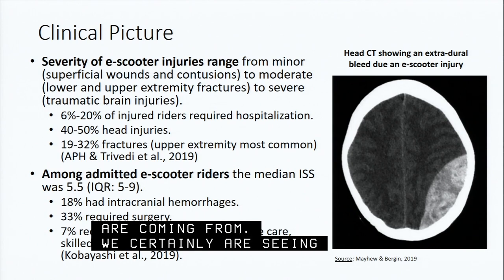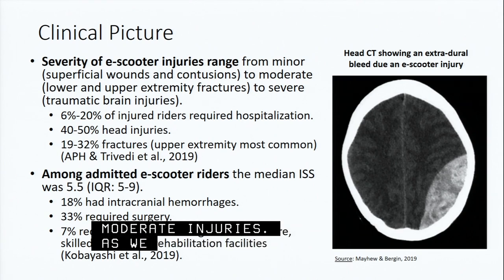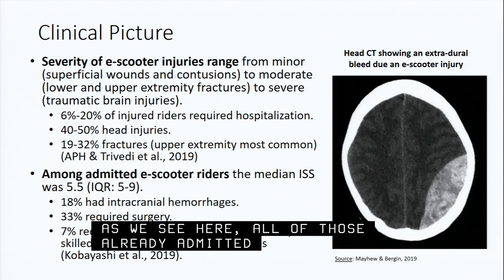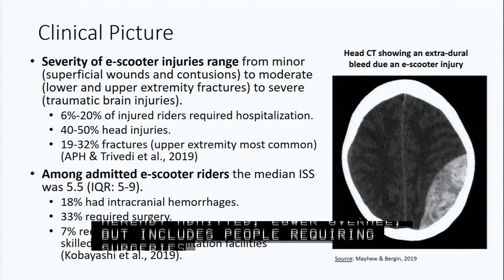As we see on the second part here, of those that are admitted, the ISS, injury severity score many are familiar with, was around 5, which is lower overall, but includes intracranial hemorrhages, people requiring surgeries for fractures, and long-term acute care and some of the more severe head injuries.